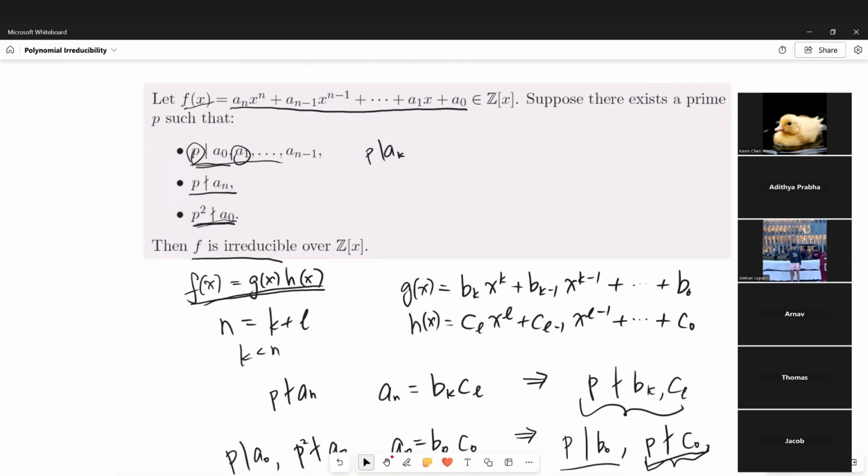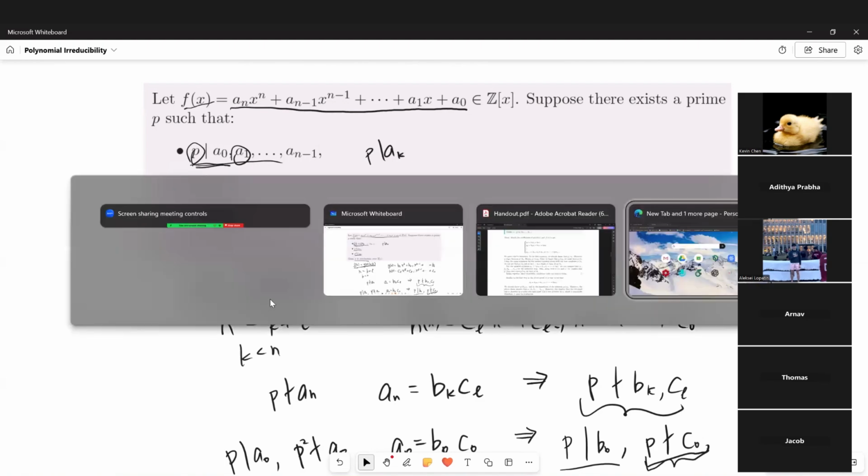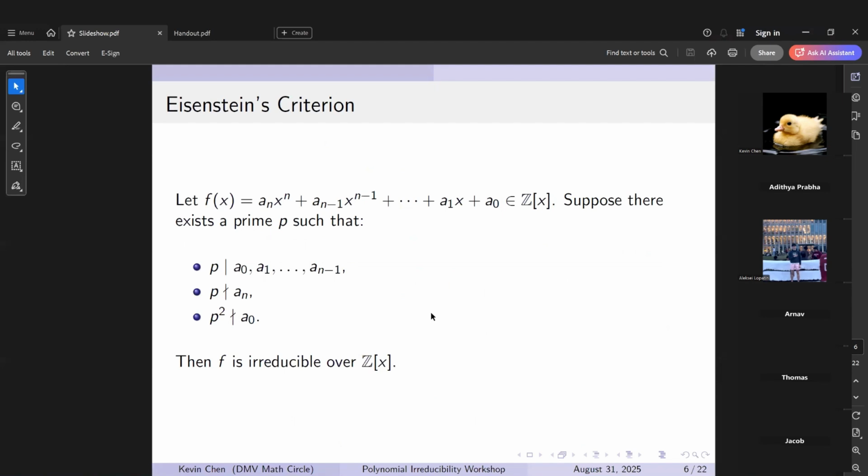But if you have any questions, just type it out in chat. All right, so if not, we're going to be moving on to the example for Eisenstein's criterion.